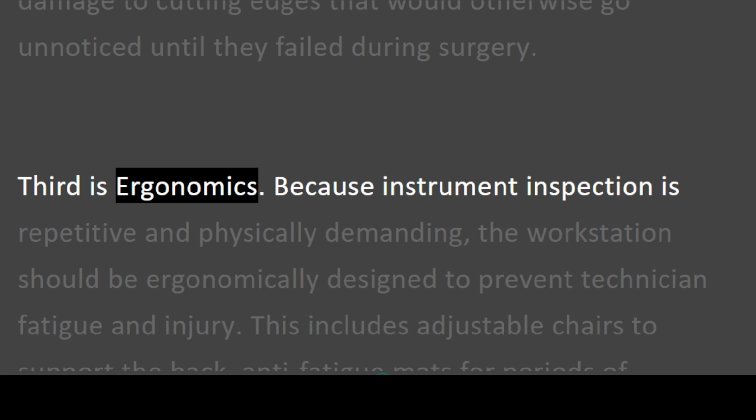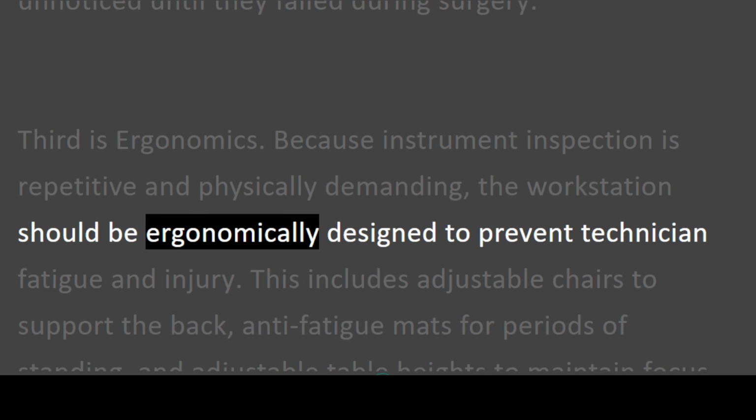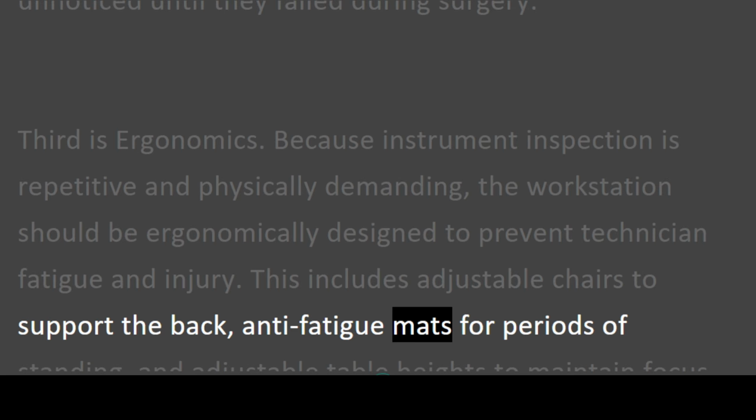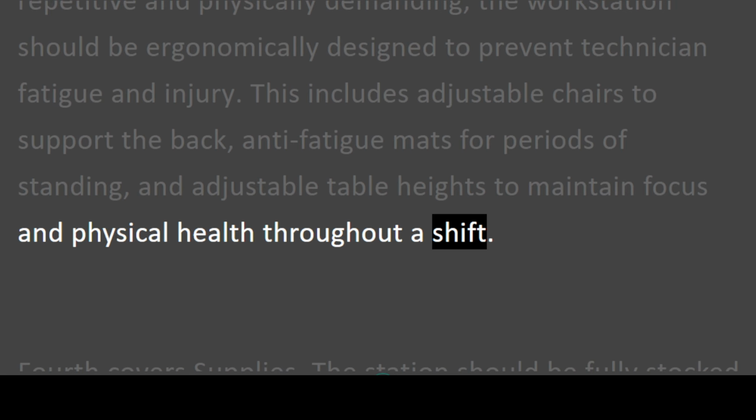Third is ergonomics. Because instrument inspection is repetitive and physically demanding, the workstation should be ergonomically designed to prevent technician fatigue and injury. This includes adjustable chairs to support the back, anti-fatigue mats for periods of standing, and adjustable table heights to maintain focus and physical health throughout a shift.